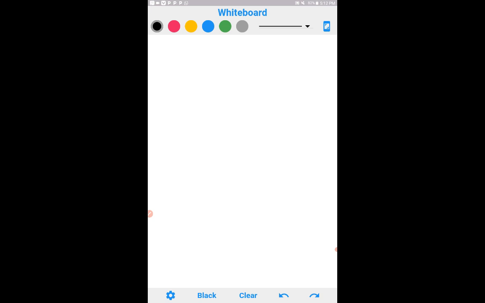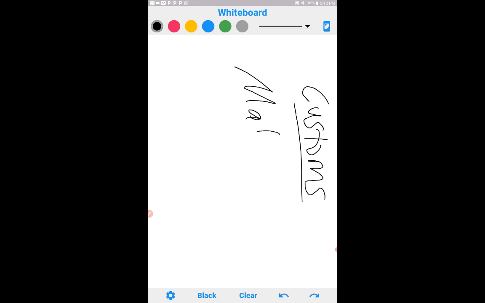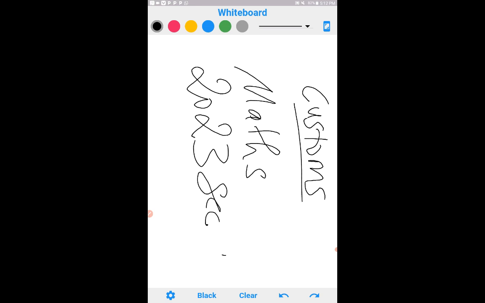Today, we'll be solving mathematics for customs. So, if you're preparing to go in for customs, I'm here with you today. We're going to look at mathematics 2023, section B. Yes, so this is exactly what we're going to be doing.